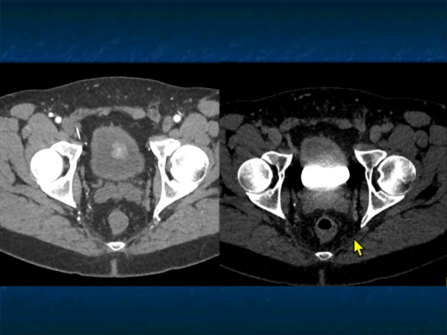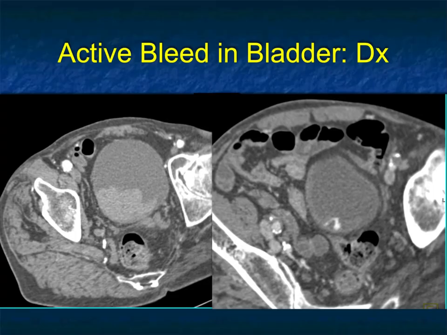So here's just a really nice example. Again, the two images side by side. There's the obvious lesion. Yes, it's right here, but boy, with the beam hardening artifact and the dense contrast, you just don't appreciate it. Now, sometimes in the bladder, like in the stomach, you'll see high density.